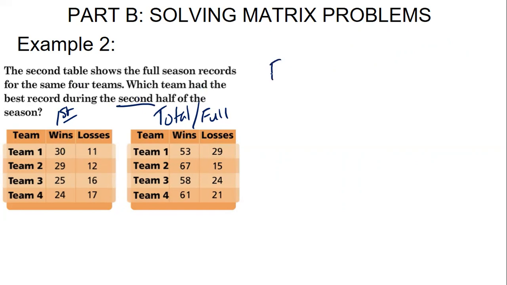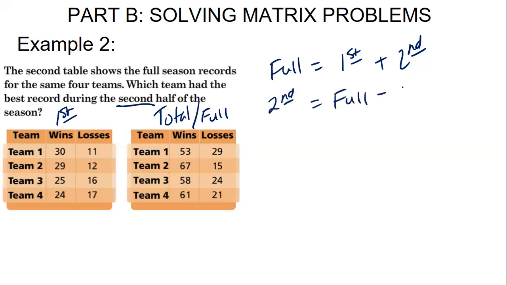It wants to know which team had the best record during the second half. Well, the full season equals your first plus your second, right? Does that make sense? The full season is the first half of your season plus the second half of your season. So we're given our full and our first. How do we solve for our second? We're going to have to subtract. So second equals your full minus your first.